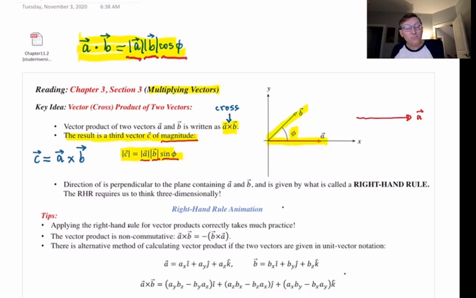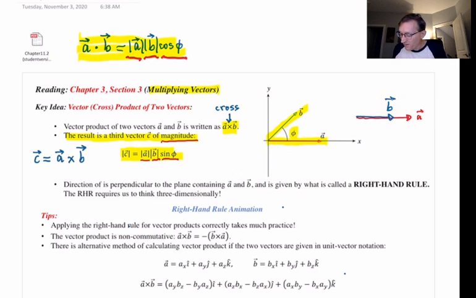Did you say 0? Because you've got to know that the sine of 0 is 0, and that's the smallest magnitude I can get. That would correspond to A and B in the same direction. Yes, then phi would be 0. So here's something important to note. When you take the vector product of two vectors in the same direction, you get 0. You get nothing. Zip.